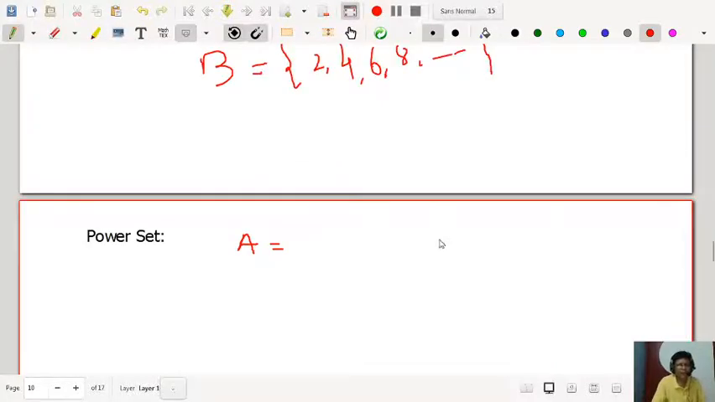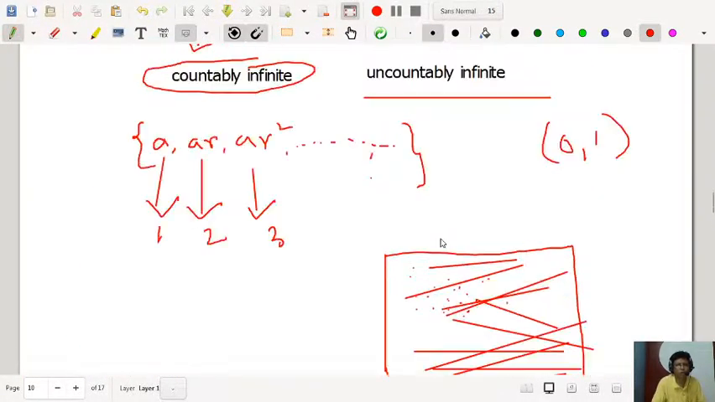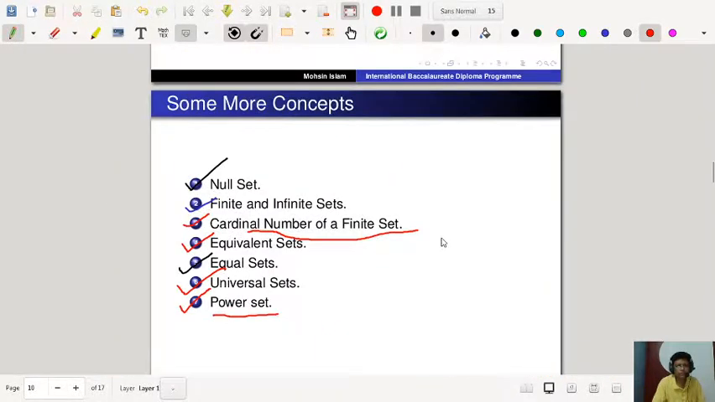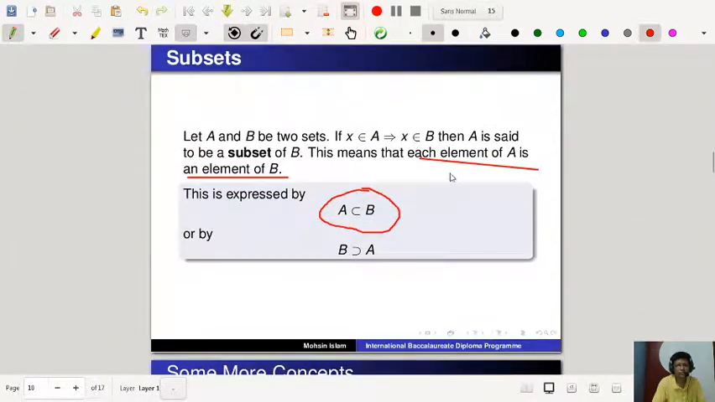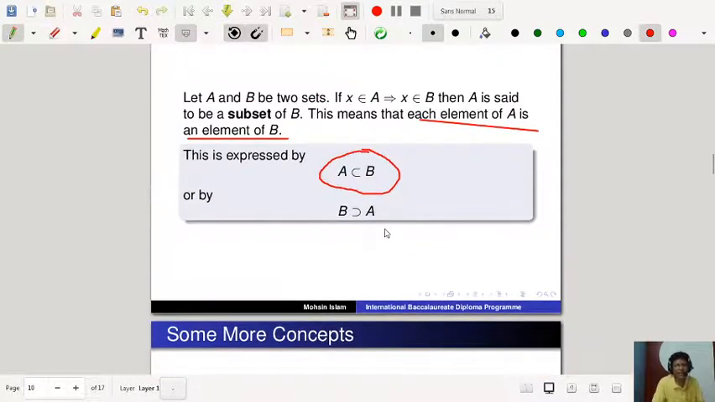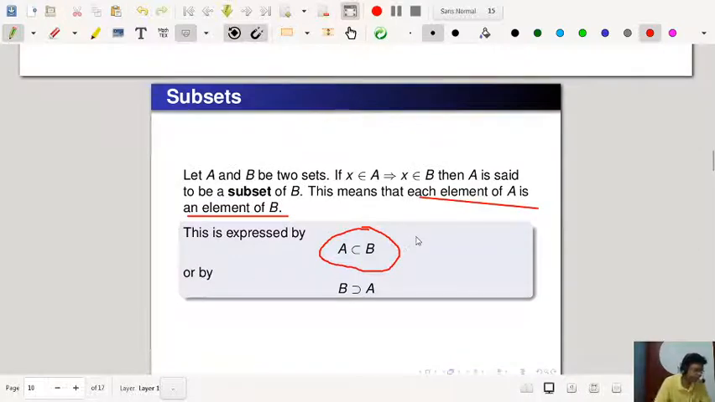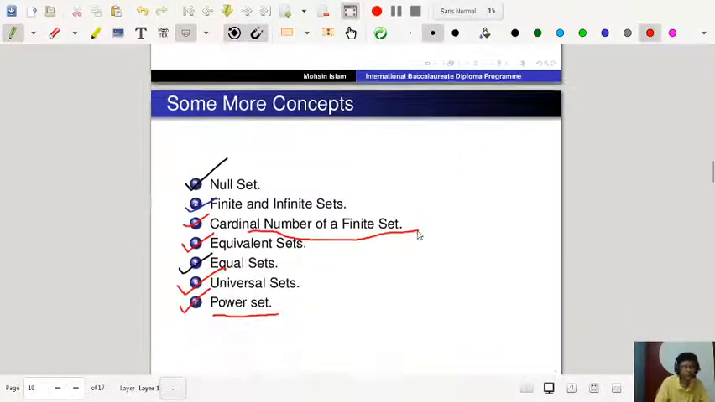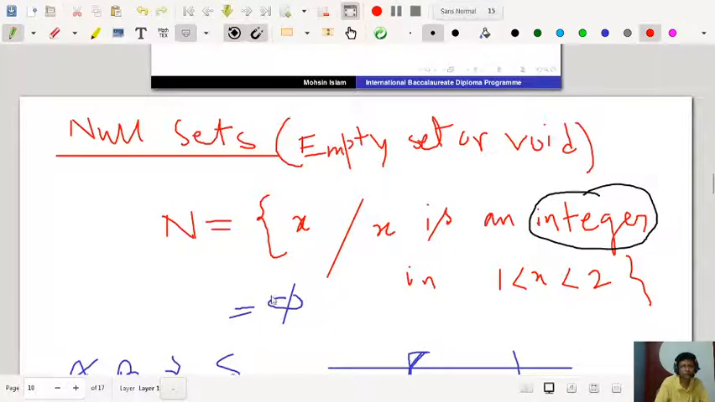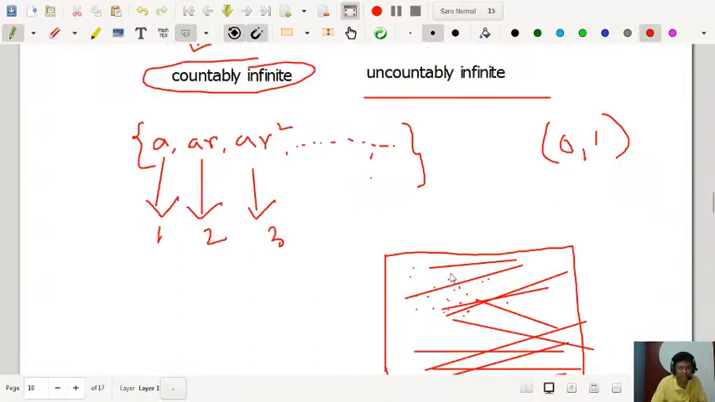Before that, do you remember the concept of subset? Yes. So, can we say the null set is a subset of every set? There is no loss of generality. Suppose if you add 0 with any number, there is no effect of that. So the null set is a subset of every set.